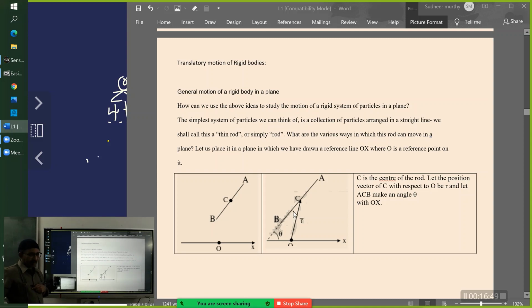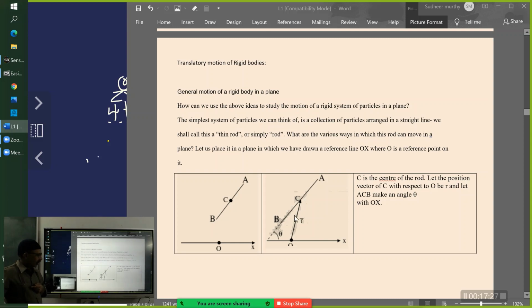Because if I want to address the rod, I should have an address for the rod. So I have chosen the center as one of the positions, so that I can say that with respect to O, the center of the rod is at C. That center is the geometric center. Now I extend the line from A to B to intersect with the reference line X, and it makes an angle theta.